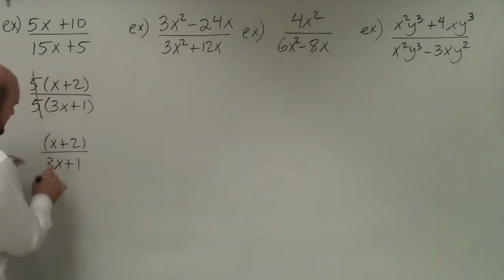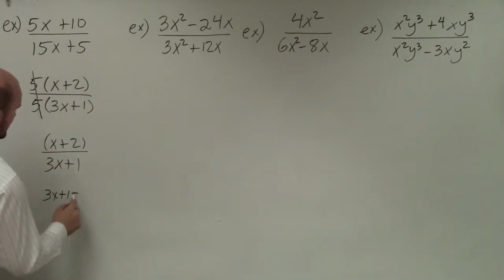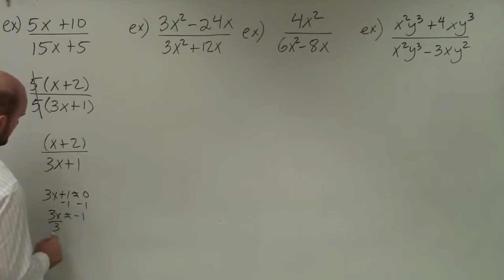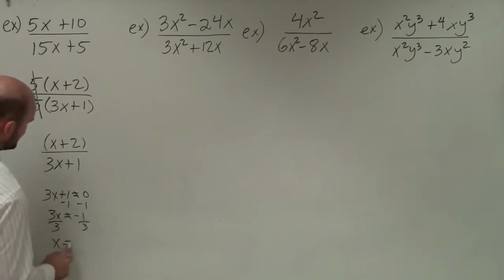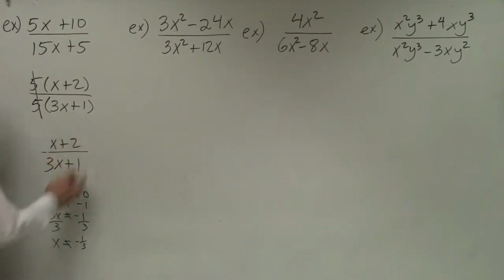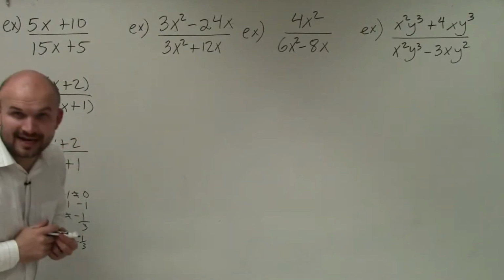Remember, in our denominator, we also want to make sure what our denominator cannot equal. So we say 3x plus 1 cannot equal 0, and then we solve. And therefore, x cannot equal negative 1/3, right? Because remember, our denominator cannot equal 0, so we go ahead and solve and just put that as a constraint. x cannot equal negative 1/3.